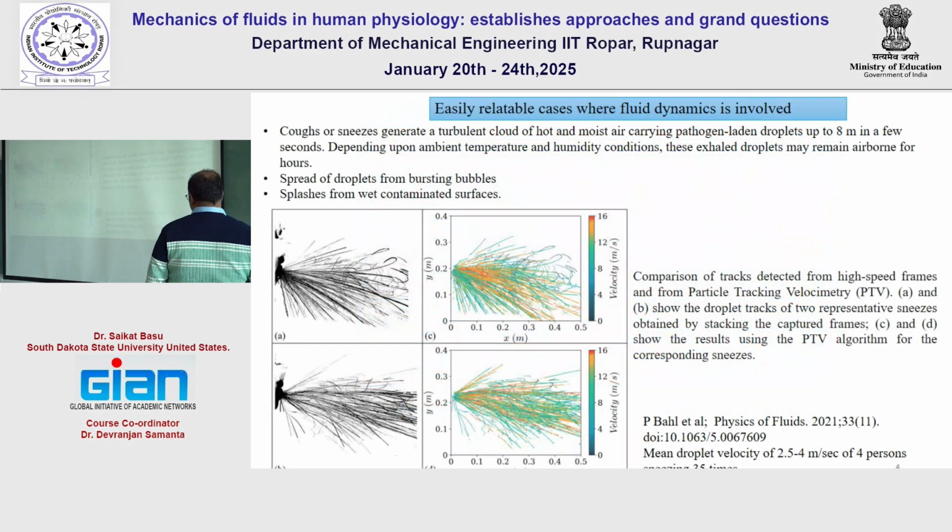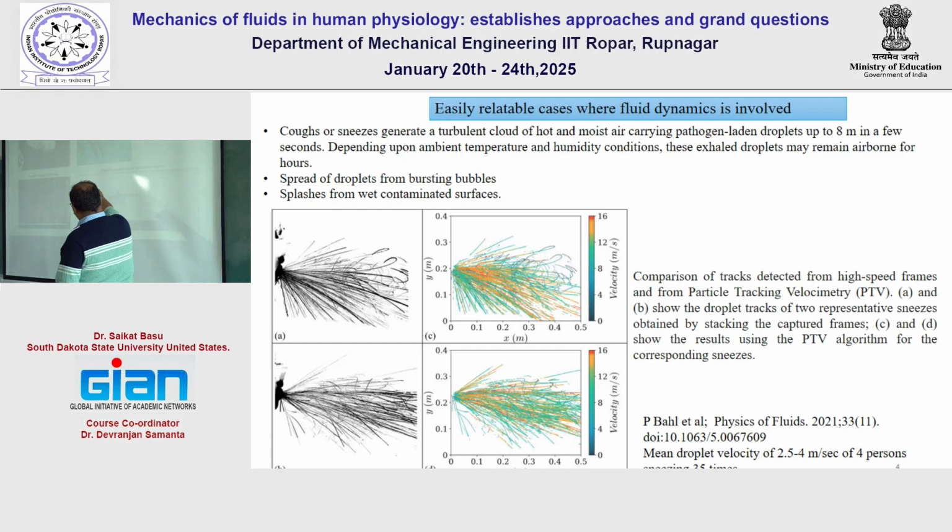Some day-to-day events: this is a kind of particle tracking. You can see a comparison of the tracks detected from high-speed images using particle tracking velocimetry. So basically, we will track the droplets and their speed and how much they spread out. So here, coughs or sneezes, spread of droplets from bursting bubbles, splashes from wet contaminated surfaces. In the next figure, you can see an image of a person. You can see this is the mouth through which someone is coughing or sneezing.